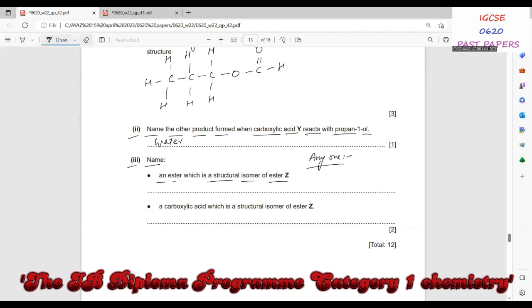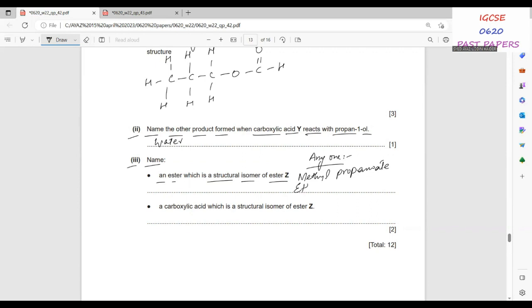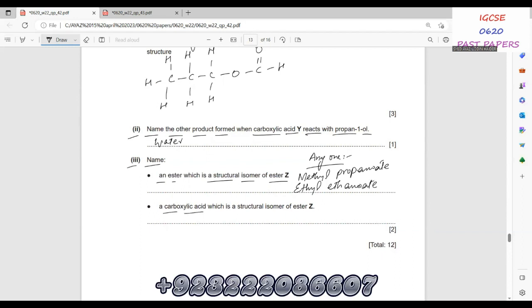You can have methyl propanoate, or you can even write ethyl ethanoate. Name a carboxylic acid which is a structural isomer of ester Z. The carboxylic acid must have 4 carbon atoms, so it will be butanoic acid.